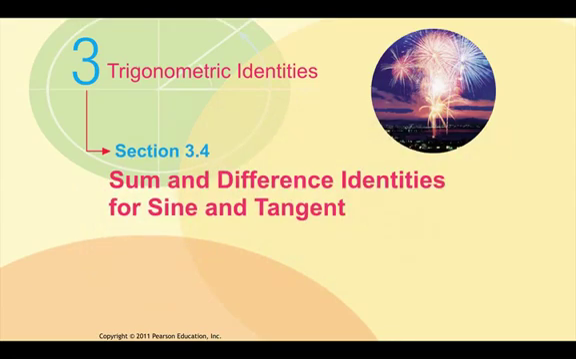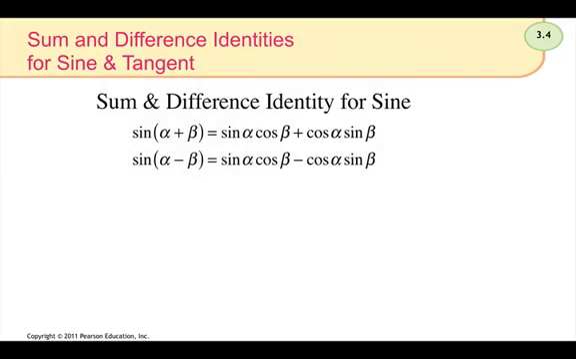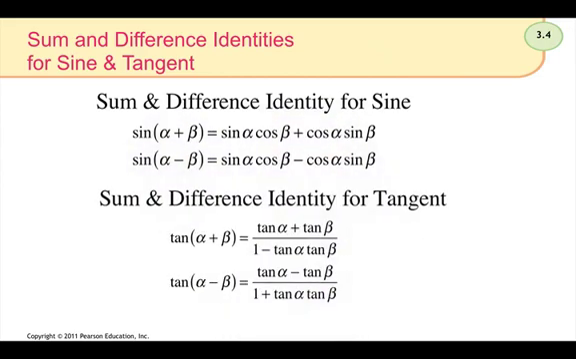This is section 3.4, sum and difference identities for sine and tangent. On this slide, you're going to be looking at some formulas. Here's the first set of formulas, the sum and difference identity for sine. In class, I'll talk to you about how you can remember these formulas. The next ones are the sum and difference identities for tangent. And then in class, I'll show you where these formulas come from.